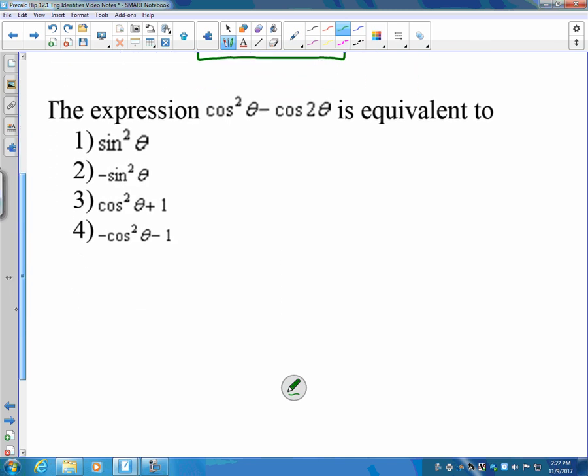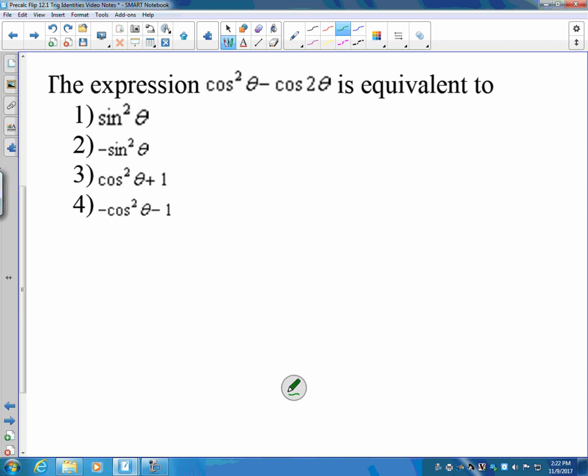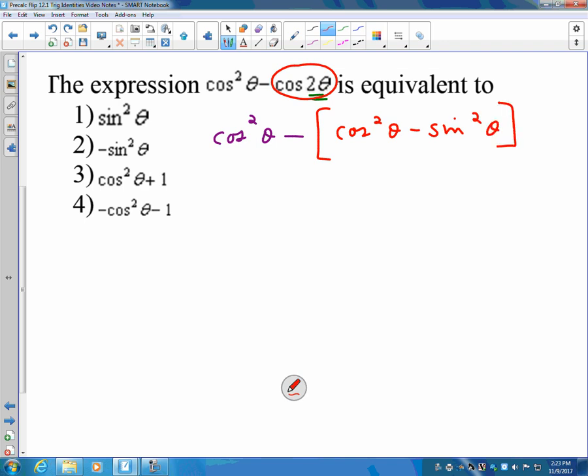And let's do an example. The expression cosine squared theta minus the cosine of 2 theta. This is a double angle here, so we can use a double angle formula. So what do you think? I've got the cosine squared of theta minus, now be careful here, when you represent the cosine of 2 theta, we have to put it in parentheses. So do you have a preference? We've got cosine squared. Why don't we go with cosine squared theta minus sine squared theta? You don't have to, but I think that might work for us.